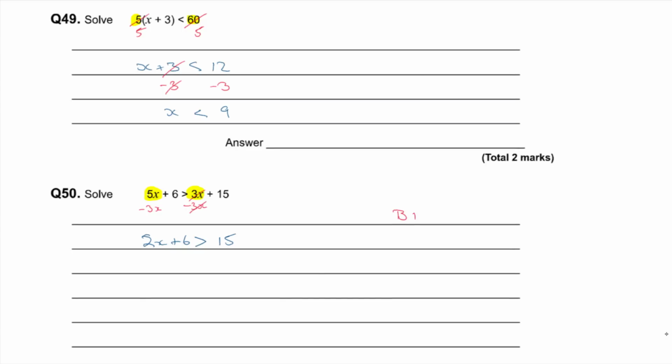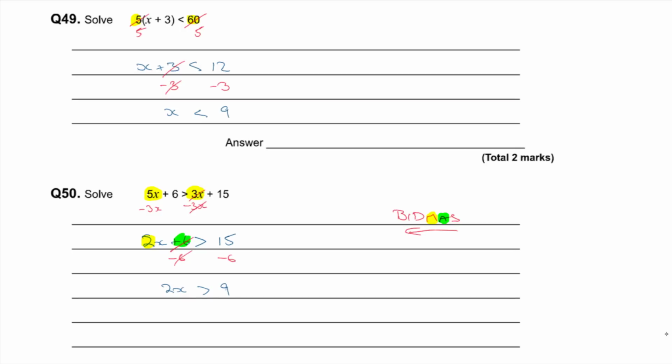Thinking about BIDMAS backwards. So what's going on here then? I've got a multiply by 2 and then an add 6. So I've got a multiplication and an addition. Going through BIDMAS backwards, addition first, then multiplication. Dealing with the addition, doing the opposite of adding 6, I'm going to subtract 6. They'll cancel. It's going to leave me with 2x is greater than 15 take away 6, which is 9.